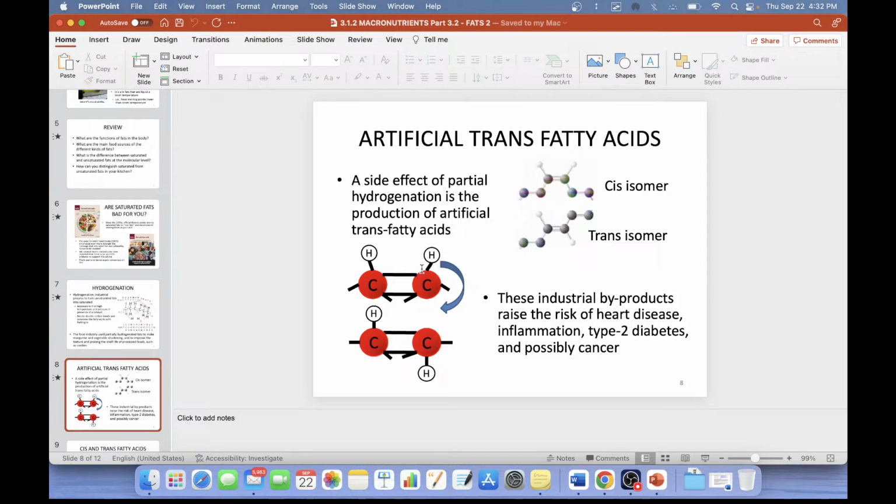So these industrial byproducts, that is the artificial trans fatty acids, raise the risk of heart disease, inflammation, type 2 diabetes, and possibly even cancer, right?